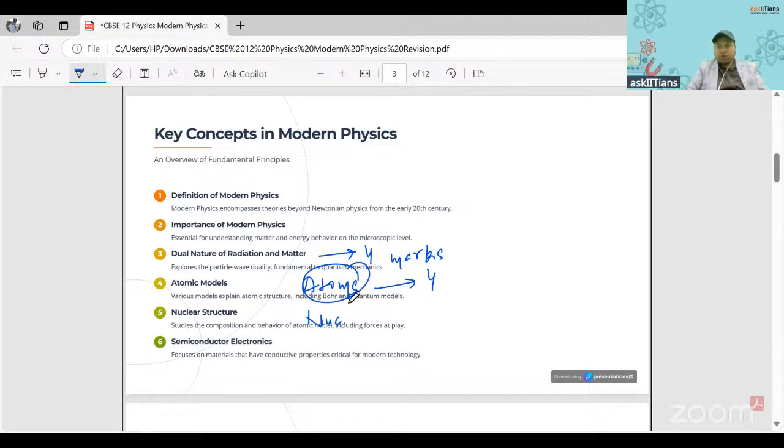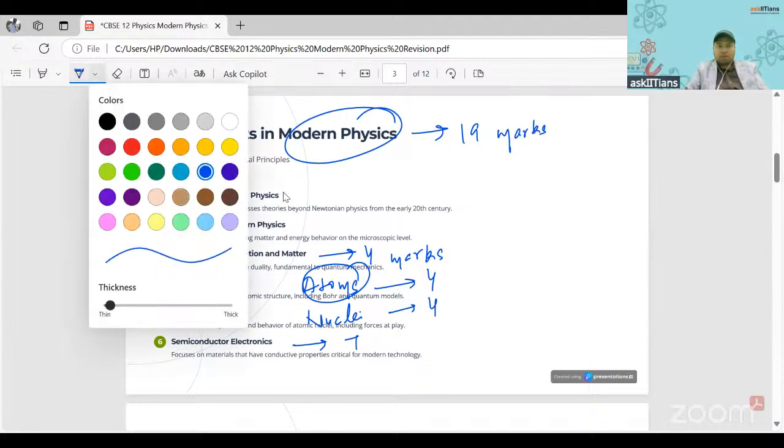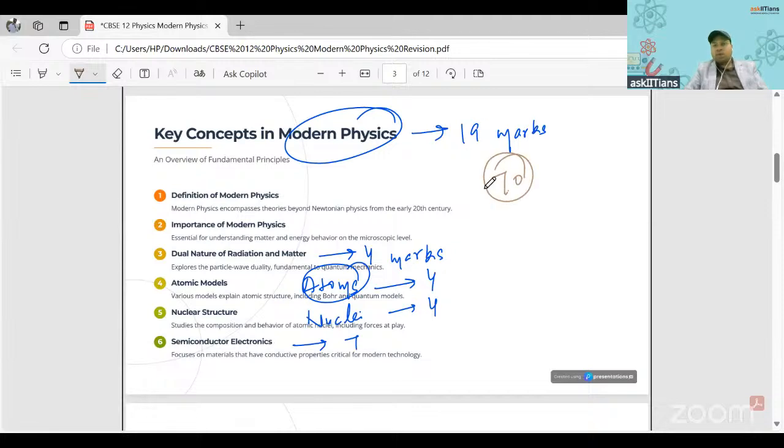Then we have this chapter called nuclei, right? That is also 4 marks. And semiconductor electronics is of 7 marks, right? So in total, our modern physics comes out to be how much? It is 19 marks, right? Our paper is of 70 marks, so it is more than 25%. One-fourth of the paper is from modern physics. So it is very important from the examination point of view. Whether you are preparing for competitive exams also, whether JEE or NEET, then also it is very important. Got it? Any question till here?